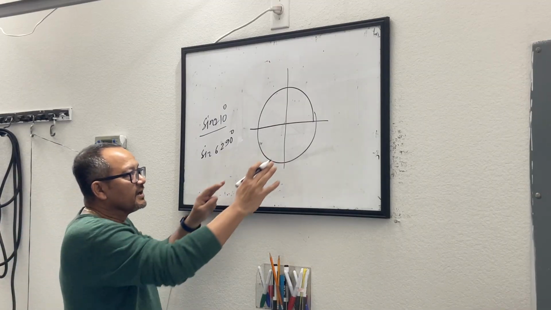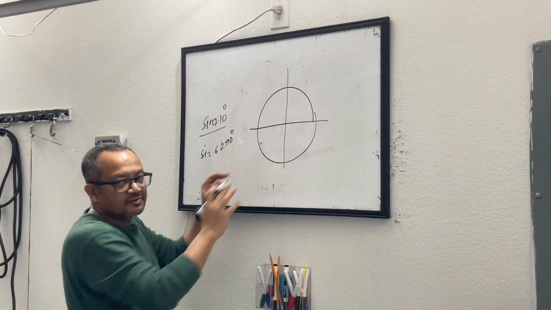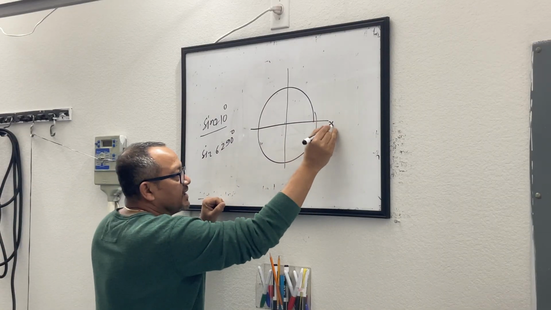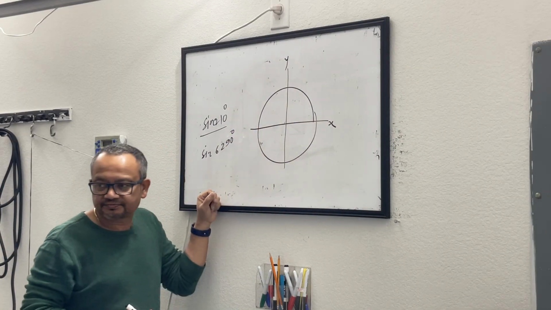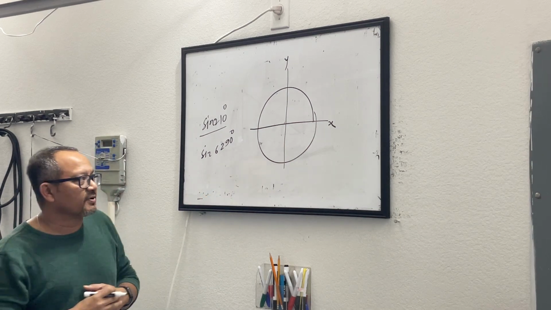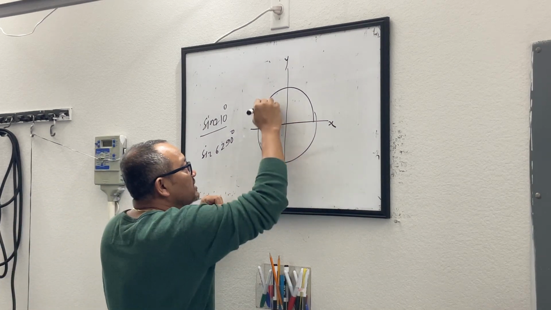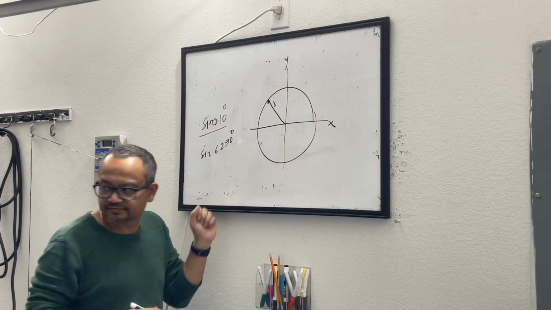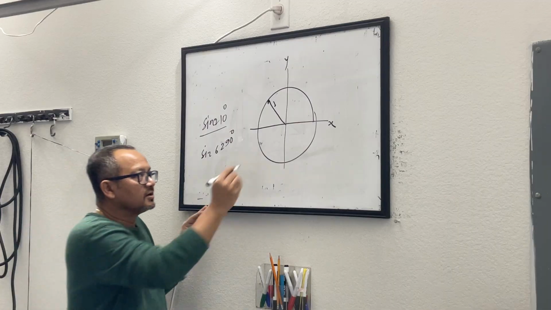Let's say this is a circle in a coordinate plane. This is the x-axis, this is the y-axis. And this circle has a very unique property. The property is, the radius of this circle is 1.